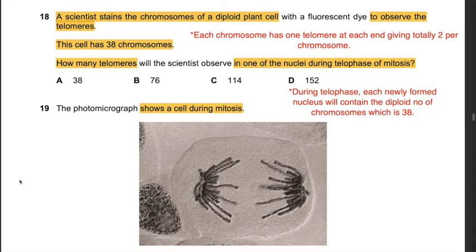During telophase, each newly formed nucleus will contain the diploid number of chromosomes, that is 38. Therefore, since each chromosome has one telomere at each end, there will be 38 times 2 telomeres in one nucleus, giving totally 2 per chromosome. And since we have 38 chromosomes, 38 times 2 will give you the number of telomeres in one nucleus during telophase. Therefore, the answer is B, 76, as 38 times 2 is 76.